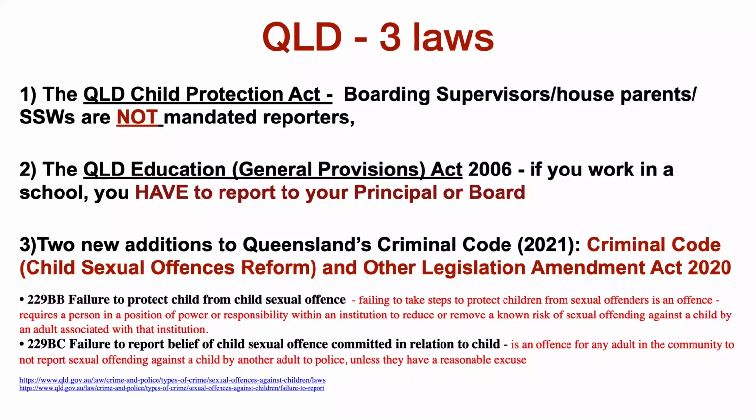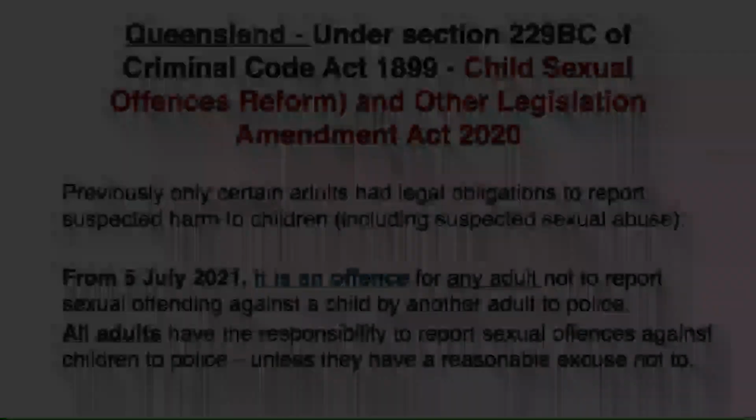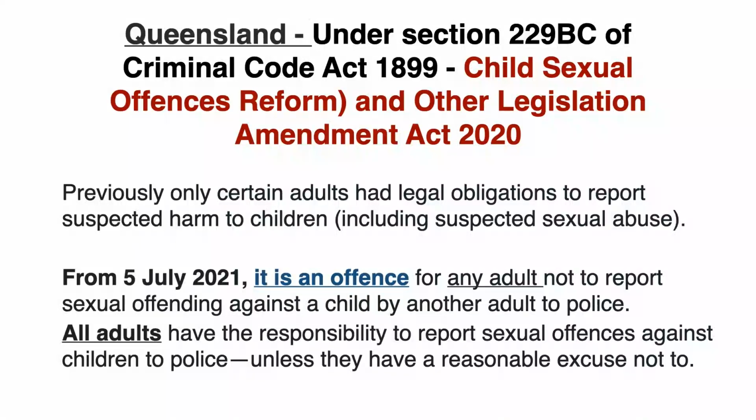However, in 2020, Queensland added two more laws to their criminal code: the Child Sexual Offences Reform and Other Legislation Amendment Act. There are two parts to it: failure to protect children from sexual offence, and failure to report belief of a child sexual offence committed in relation to a child. Under that law, it is an offence for you not to report it in Queensland. So any adult in Queensland has been mandated since July 2021. You all have the responsibility to report sexual offences against children to police.